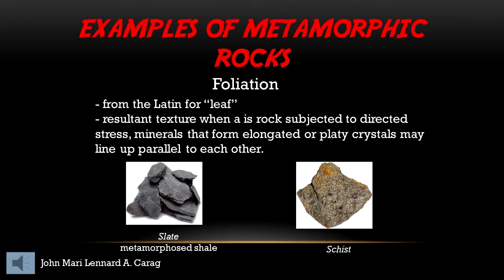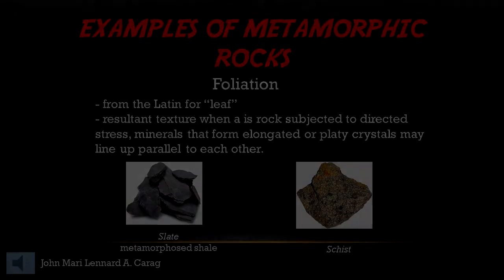Minerals that form elongated or platy crystals may line up parallel to each other. Example of a rock that has a texture of foliation is slate. Slate is a metamorphosized shale that has developed foliation under stress. Another example is the schist. Schist is a coarser-grained, mica-rich metamorphic rock in which the mica flakes are similarly oriented.